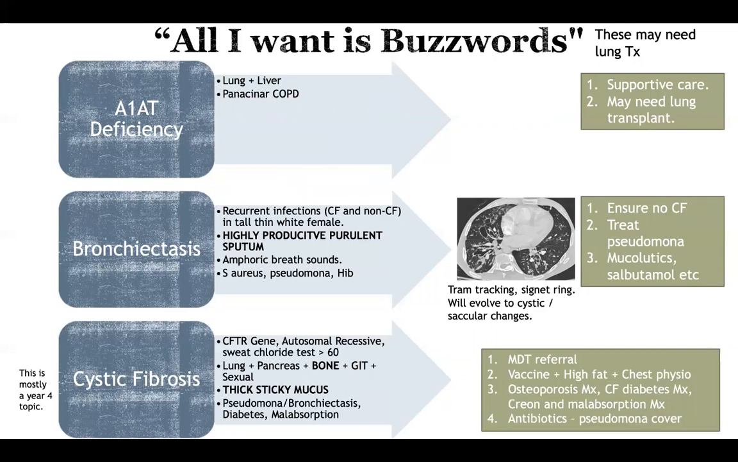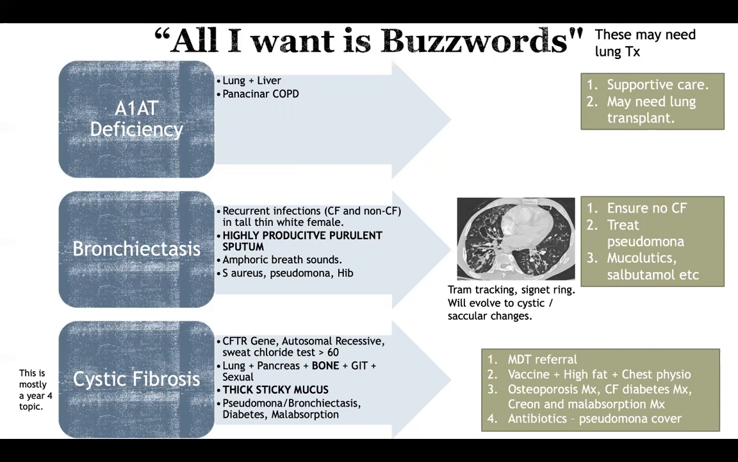Bronchiectasis, it can either be CF or non-CF, but the point of it is they get very highly productive purulent sputum. There's just like buckets of it, and that's bronchiectasis. B for buckets. Hey. Tram tracking, signet ring sign. This is how it'll look like on HRCT.